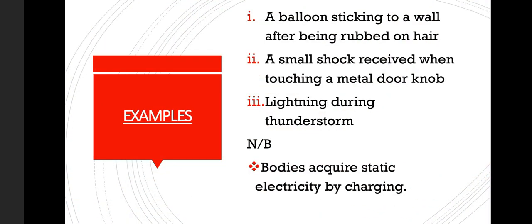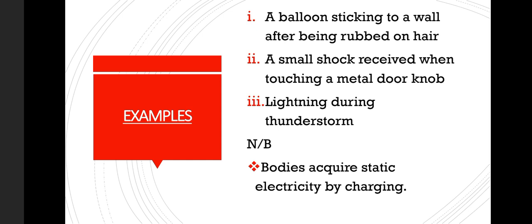I want us to look at examples of static electricity in real life. Example number one is when a balloon is sticking to a wall after it has been rubbed on hair. That balloon is sticking on the wall because we have some charges that have been built up on it, and those charges that have been built up on that particular balloon that are causing it to stick on the wall is the charge that we are calling electric charge. Example number two is when a person gets a small shock when he or she is touching a metal doorknob. And example number three is lightning that normally occurs during thunderstorm.